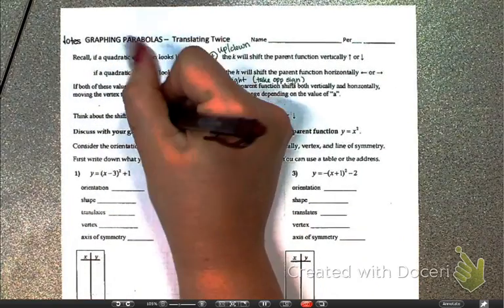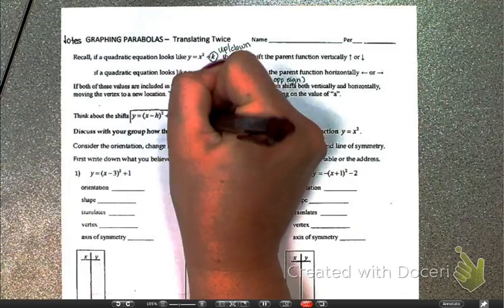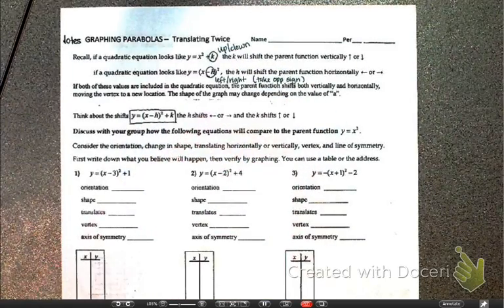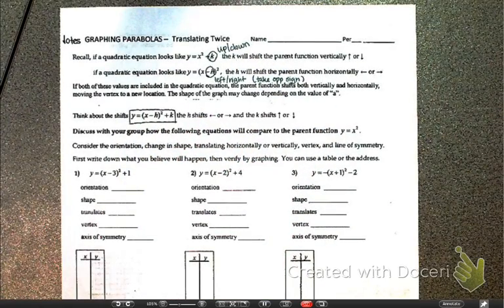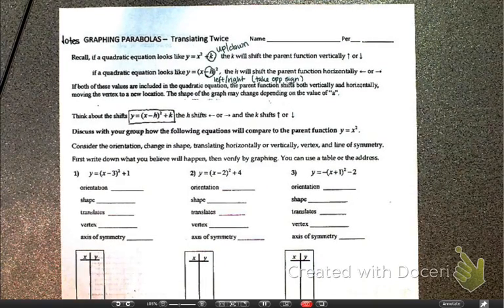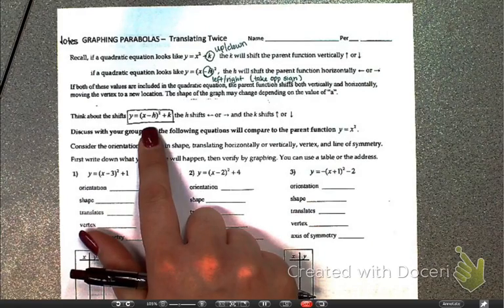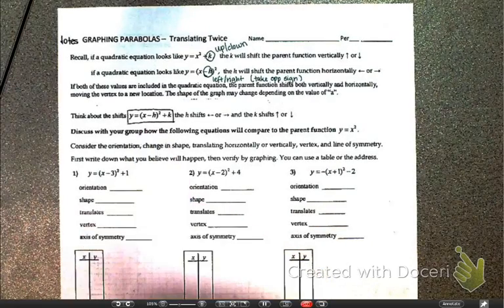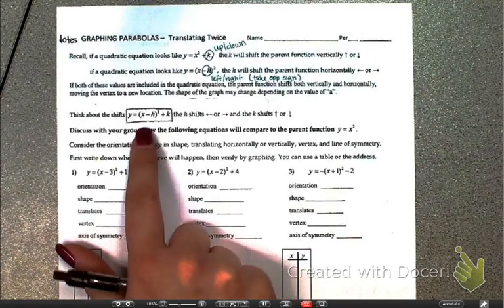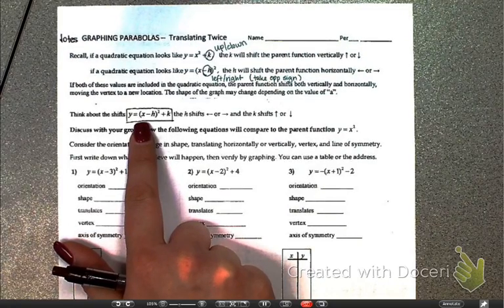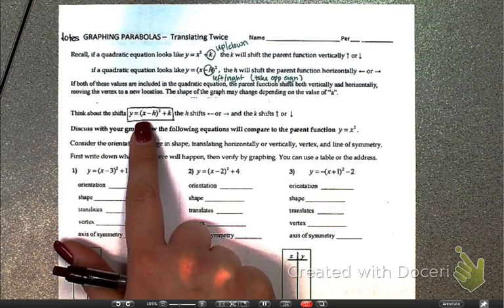You also should know vertex form with h and k already in it, and we've dealt with key features. So the only thing we're really adding today is creating a table of values and graphing. But we haven't really graphed an equation that has a shift left and right and up and down. We've just done one of the shifts.